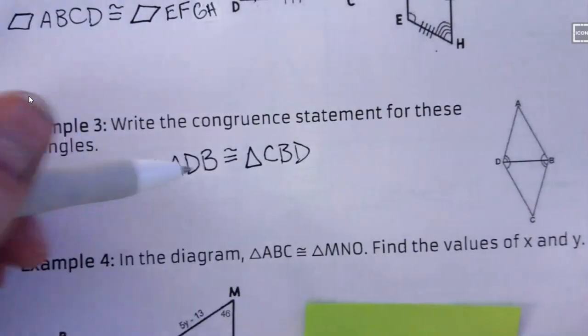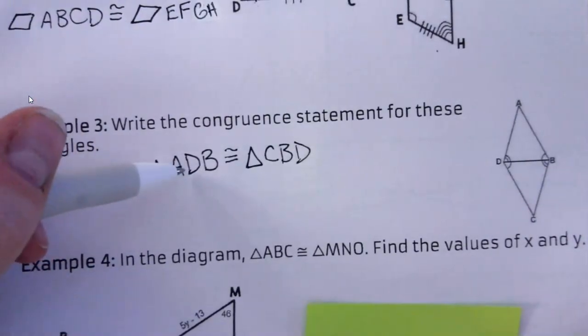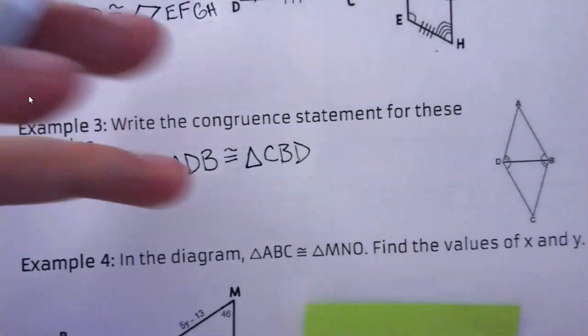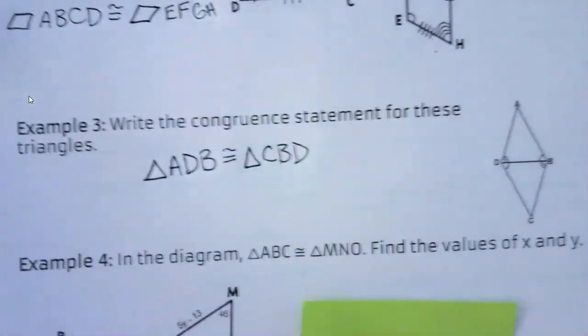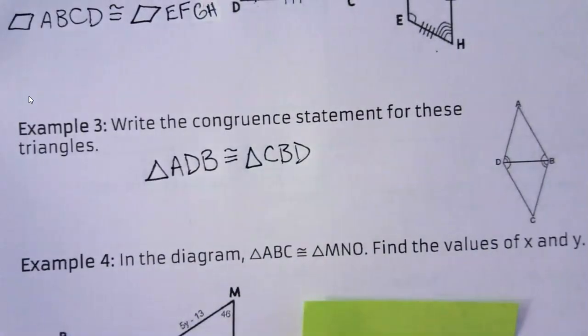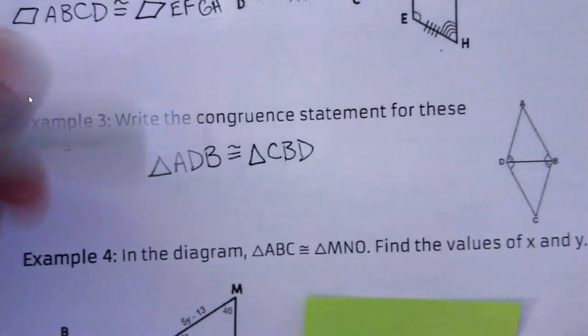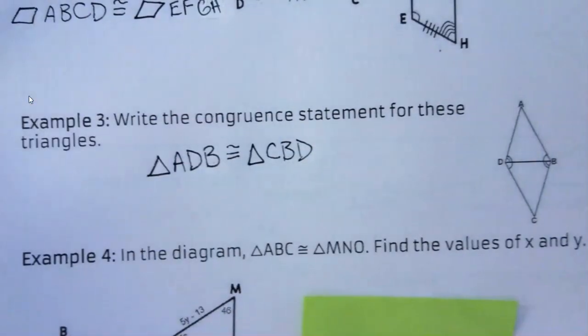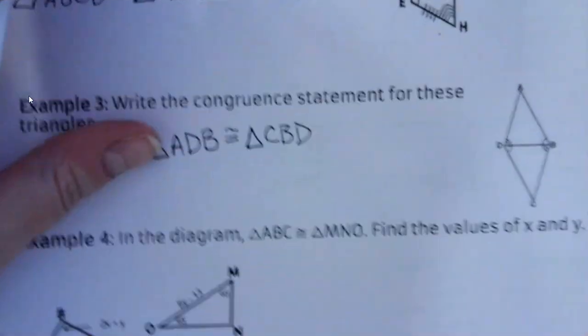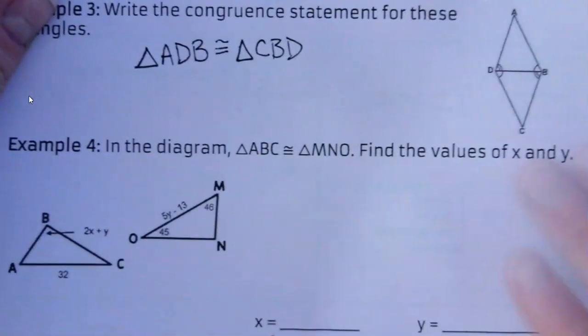If you didn't write these in this order, the thing that matters is that they match up with each other. So it doesn't necessarily have to be A, then D, then B. I just had you guys do that so that it would be easier to see. But A has to match up with C, D with B, and B with D. That's what matters here. But that's a congruent statement.